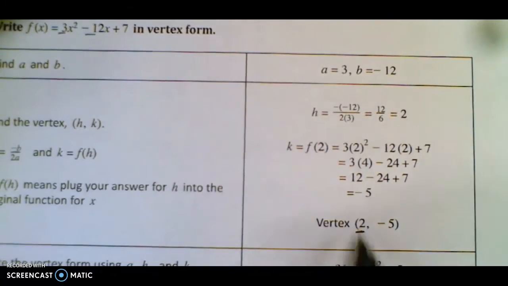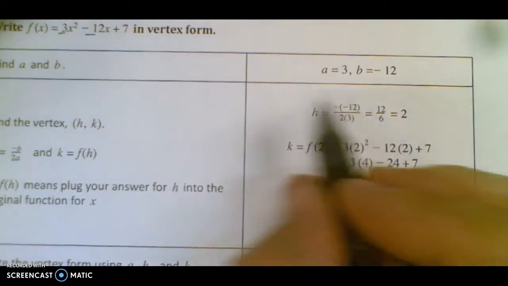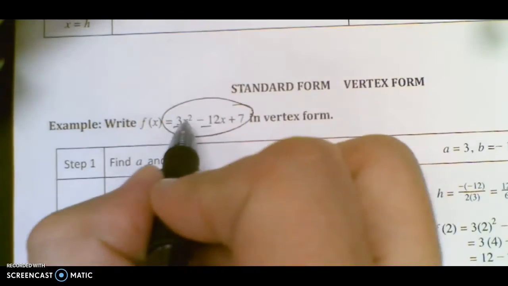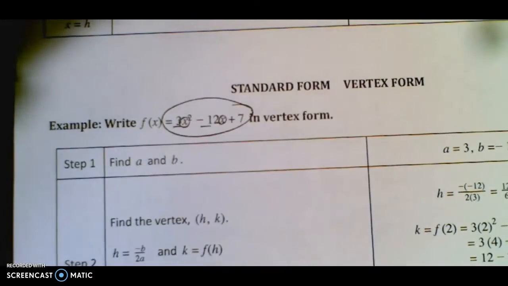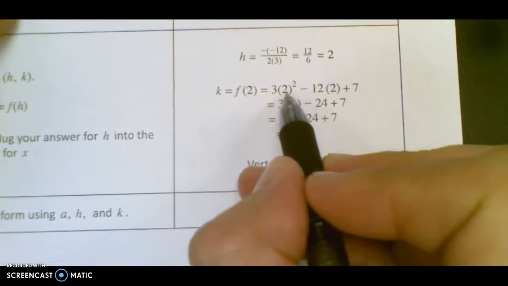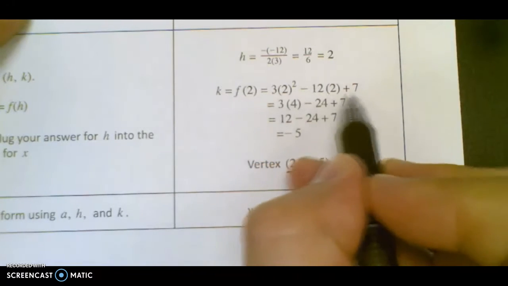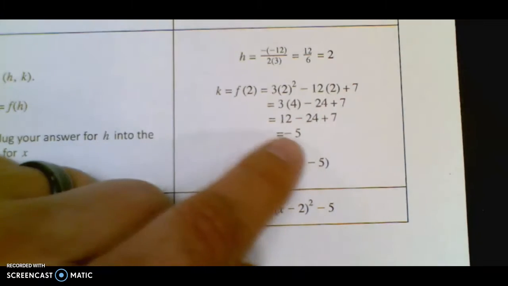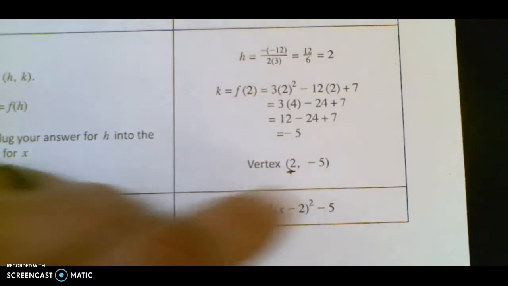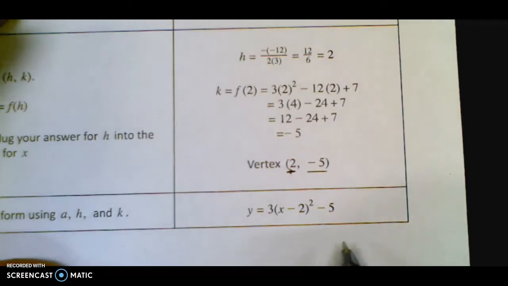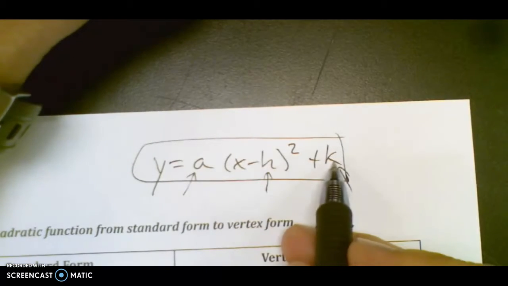How do I find the y part? I plug a 2 into the original equation everywhere you see an x. So I'm going to plug a 2 in there and a 2 in there. That's why it's 3 times 2 squared minus 12 times 2 plus 7. You type that in, and you get negative 5. So that tells me my vertex is 2, negative 5, which is why you already know this part of your equation and this part of your equation.